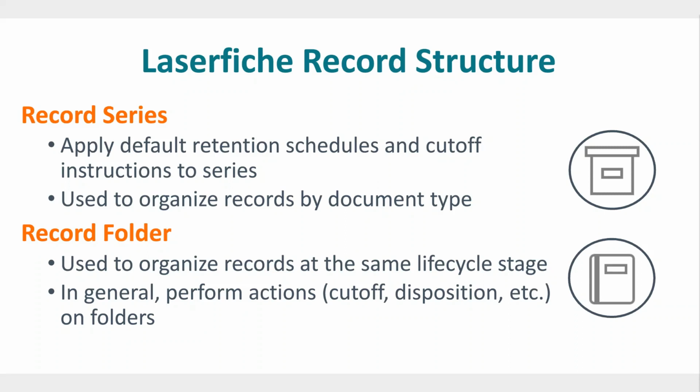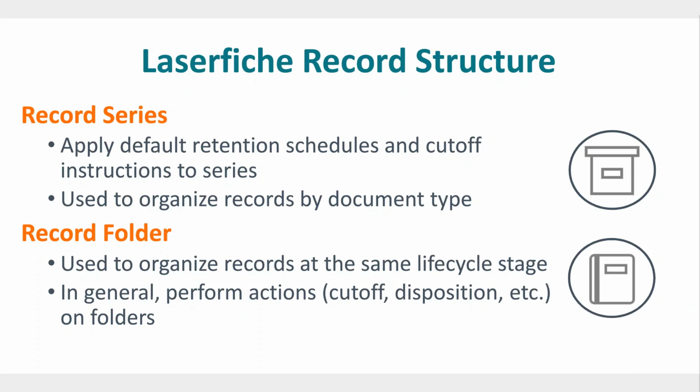And we'll talk a little bit about some of the things that people have been asking for when you have to store mixed files of different retentions in the same folder, and how that might be handled now. In Laserfiche, under a record series is a record folder. And these are used to organize records when they're at the same phase in their life cycle. So everything that should be eligible for cutoff in the same period, or everything that's in its retention, can be in a record folder underneath that record series.